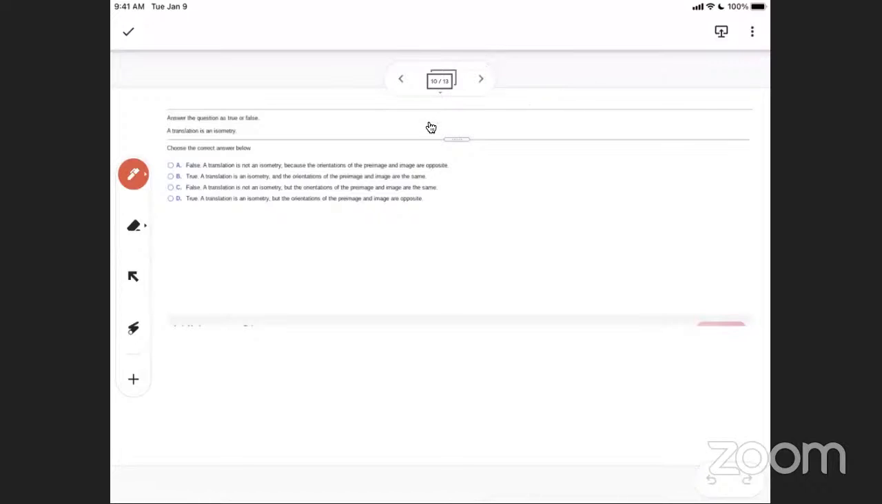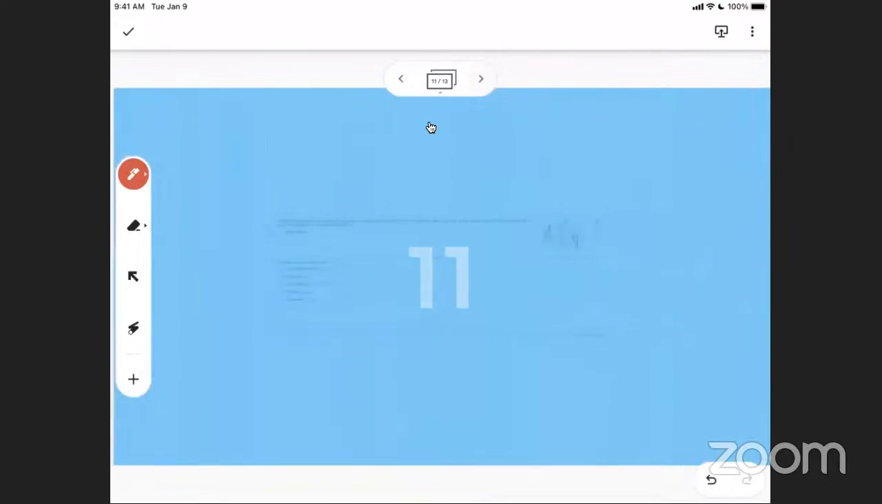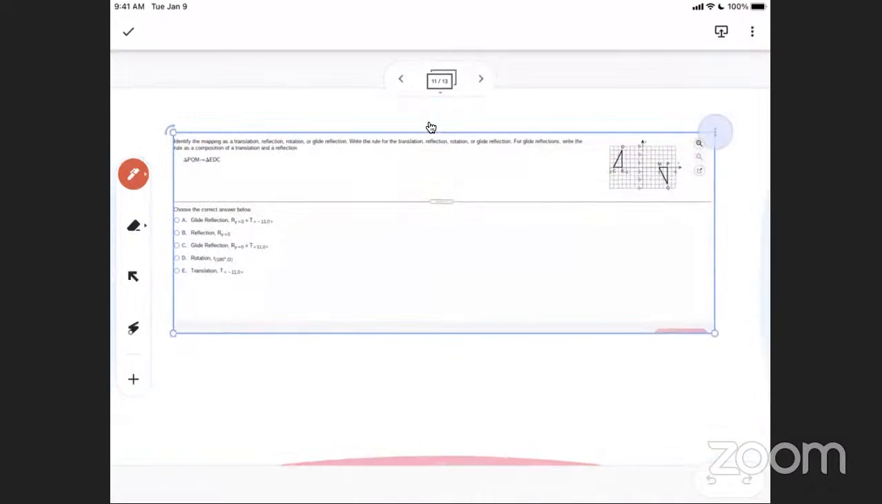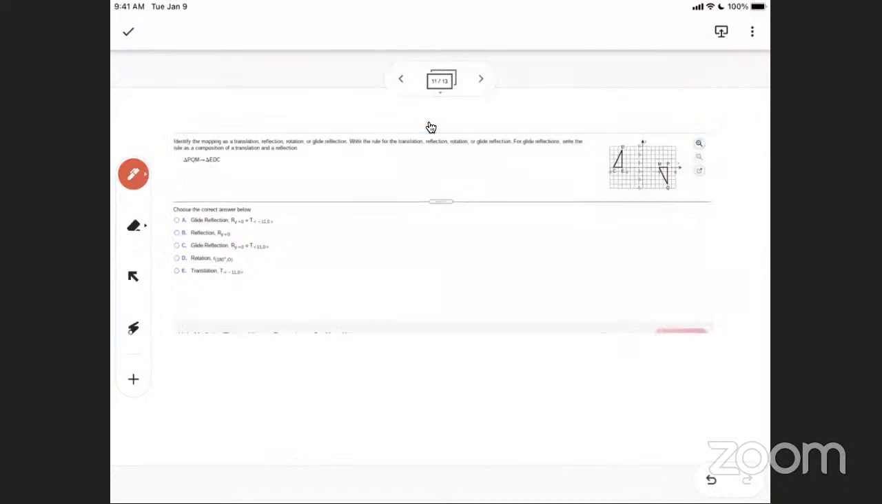So a translation is an isometry. I think yes, true. I did say it's true. I think it's true, but let's see if it's B or D. Yeah. But the orientations are opposite. No, the orientations are not opposite. It would be B. Yeah, it's B. It said the statement is true and translation is an isometry. An isometry just means basically a congruent image. A congruent transformation, basically.